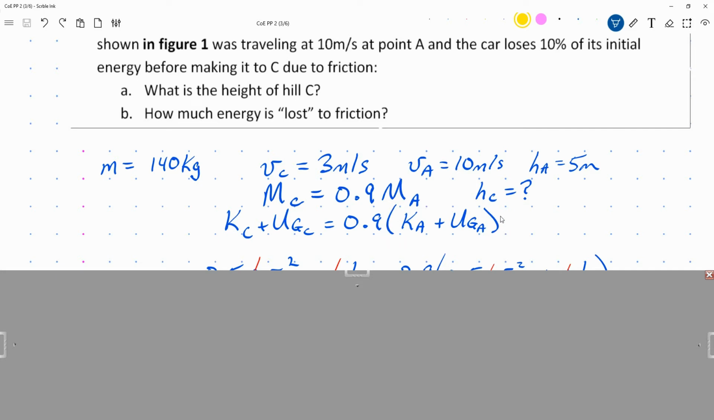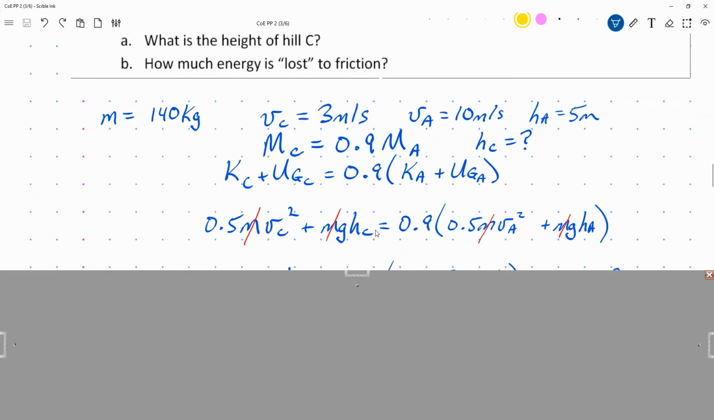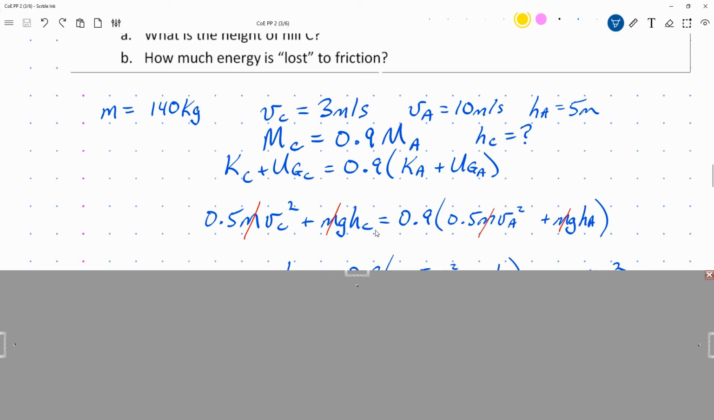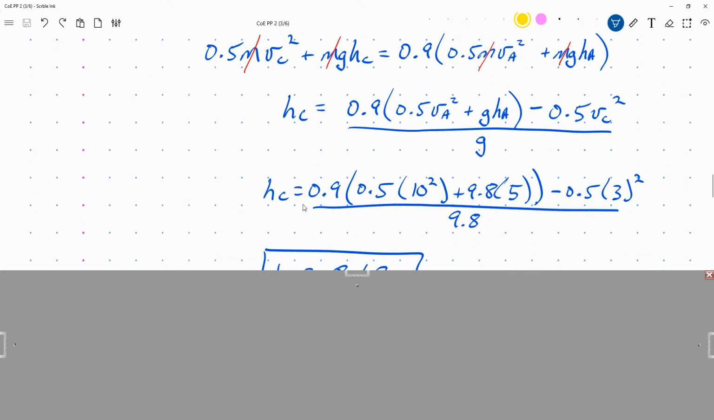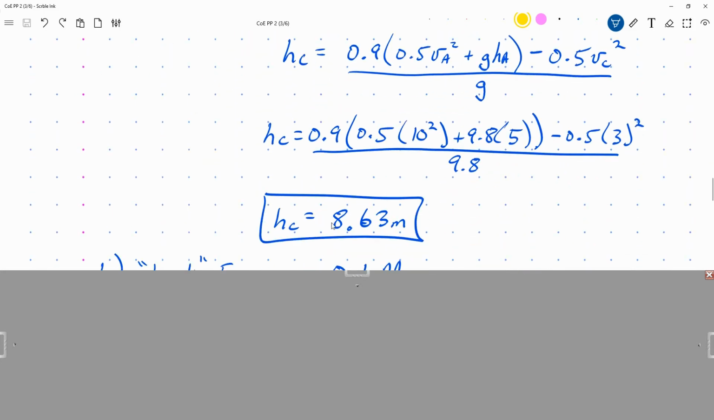It's not just 90% of the kinetic energy, it's 90% of that total energy. So these brackets are important. But from there, the math should be very familiar looking, with the exception of this kind of new 0.9. Nonetheless, the math does what it needs to do all the way through to a numeric answer.